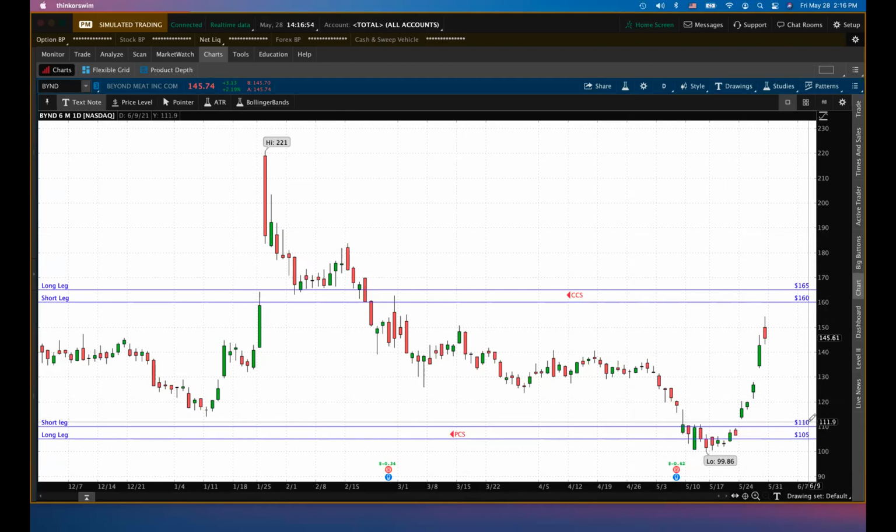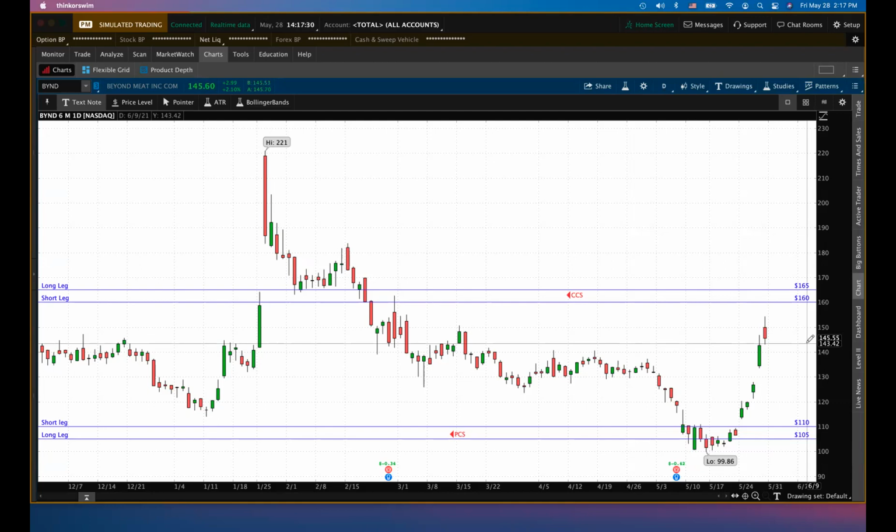Touches the 110 and goes, if it keeps falling and goes below 105, then at that point I will have achieved maximum loss. What's this maximum loss thing that I'm talking about? Well, first and foremost, a vertical is a defined risk strategy. It's defined because at the time that you go in, you know what your maximum loss is and what your maximum profit is. It's a good feeling to know what that could potentially be.